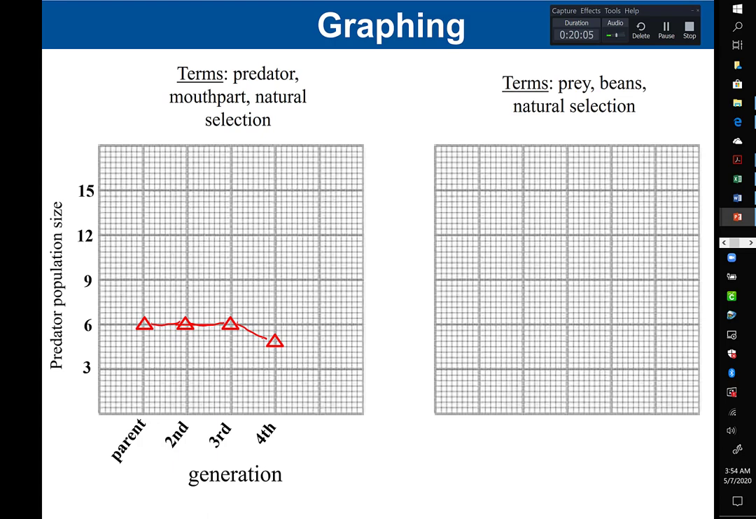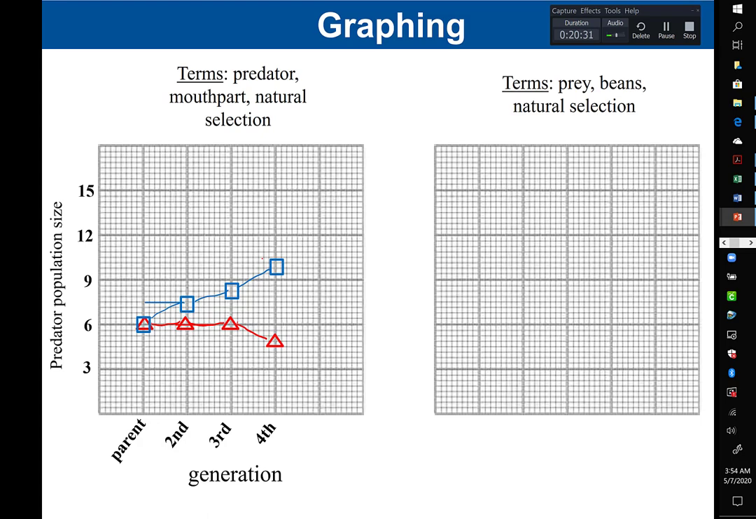And so let's look at the next mouth part. It goes 6, 7, 8, and then 10. So I would then connect my dots. Again, mine are color-coded. You would use straight lines and a ruler, okay? But this is the general idea.